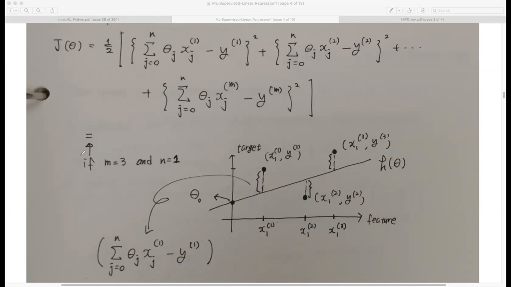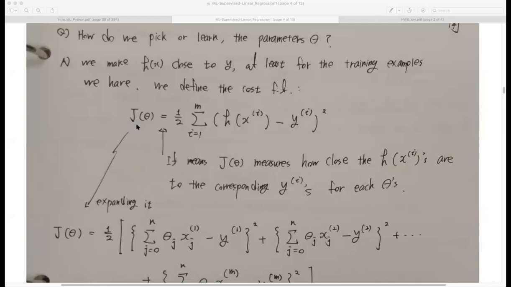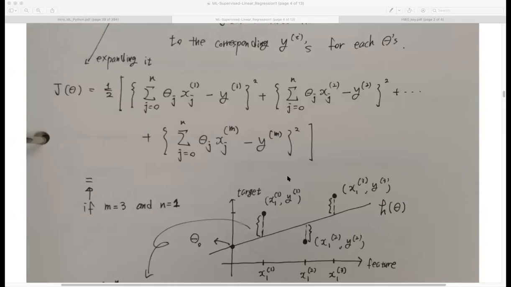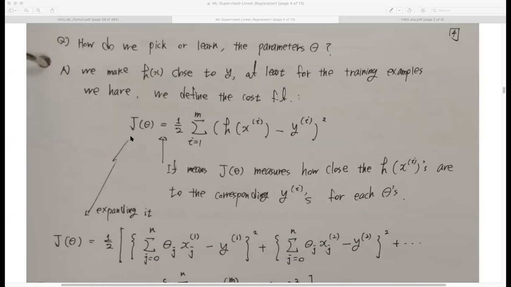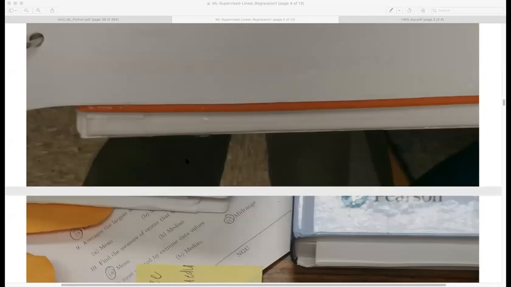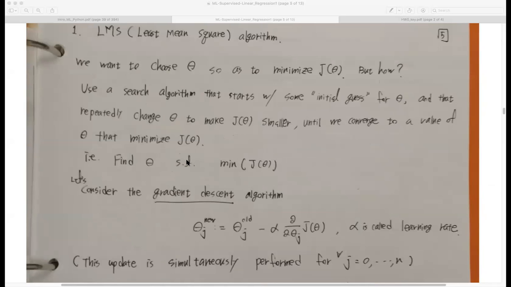Second, see, that's the meaning of this J of theta. Okay, so now you need to fully understand the meaning of the cost function. This is really important. Okay, now then, the least mean square algorithm.